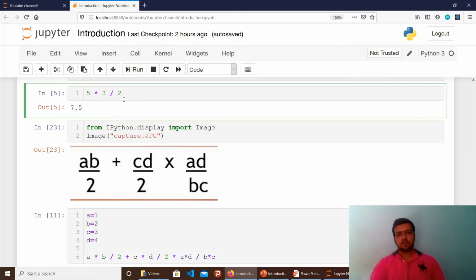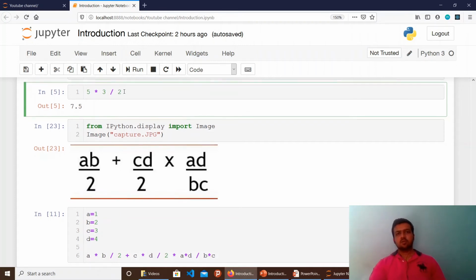Suppose there are two operators of right associativity in an expression, then we'll go from right to left. In this case, we have two operators, both are left associative, both of the same precedence. So first of all, we will apply 5 multiplied by 3, and then whatever the answer is, in this case 15, we'll divide it by 2. We'll get 7.5.